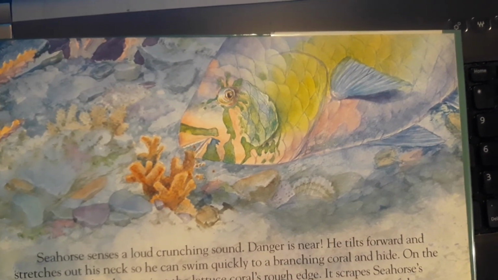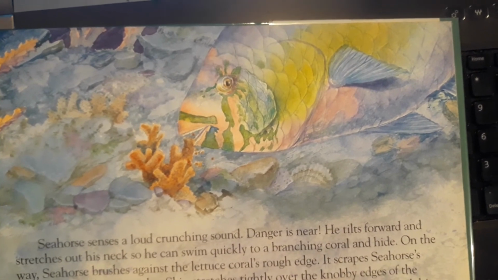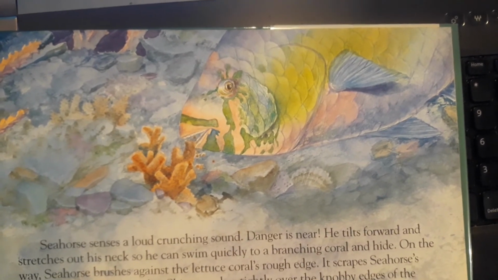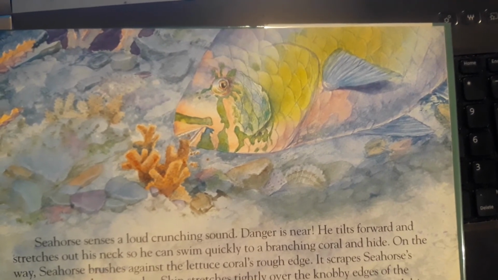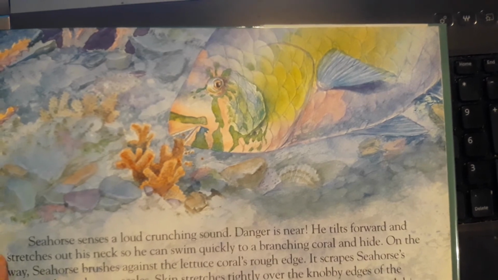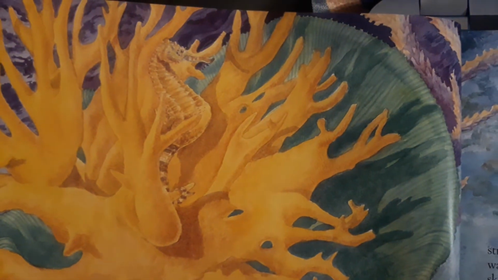On the way, Seahorse brushes against the lettuce coral's rough edge. It scrapes Seahorse's skin. Seahorse has no scales. Skin stretches tightly over the knobby edges of the many bony plates that make up his skeleton. When Seahorse reaches the coral, his tail grabs hold and he stays perfectly still. See that? He kind of looks like a piece of the coral, doesn't he?